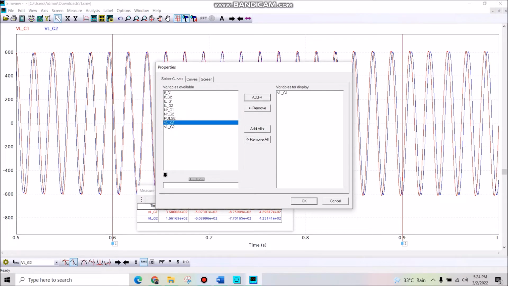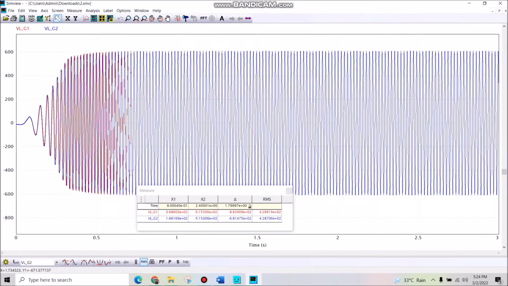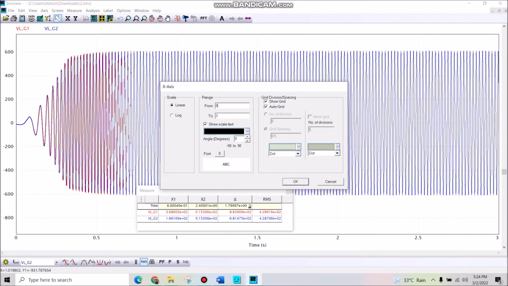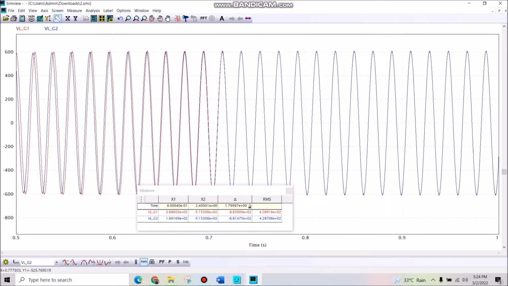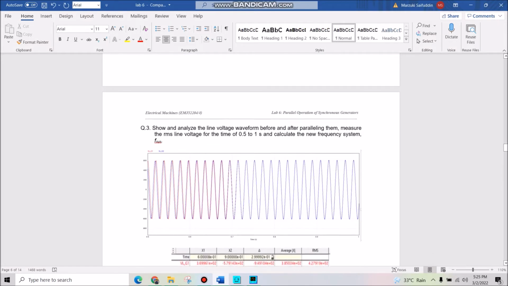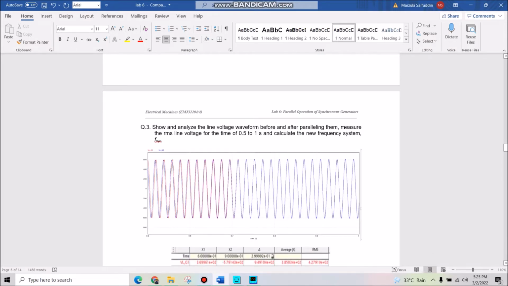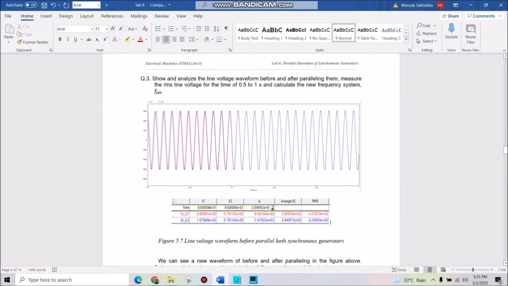for G1 and G2, 0.5 to 1 second, and we get the same value, which for G1 and G2 is 4.289. Okay, for question 3, analyze the line voltage waveform before and after paralleling them.